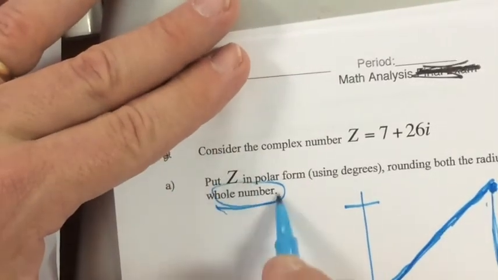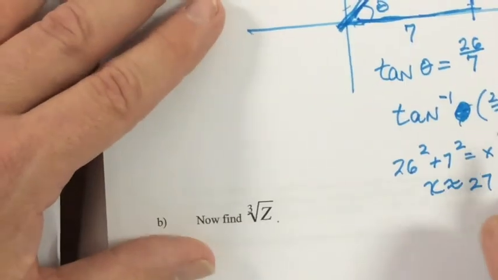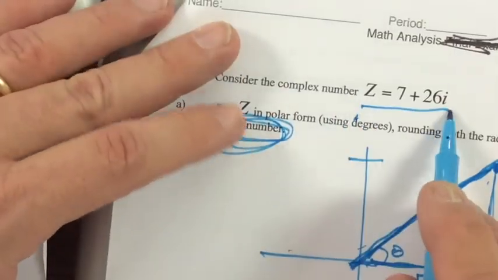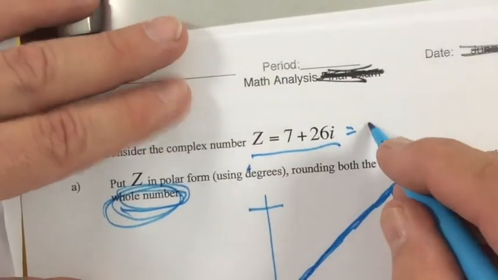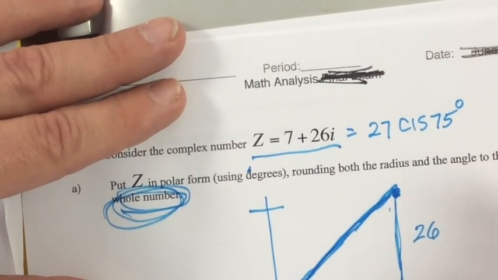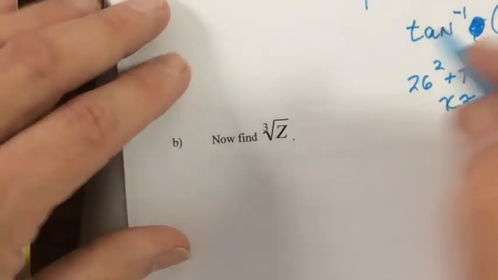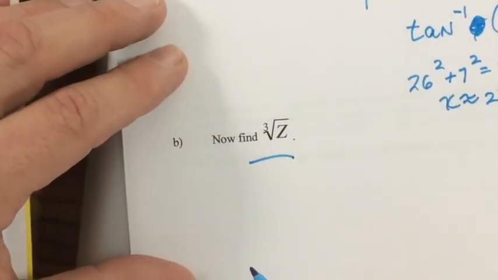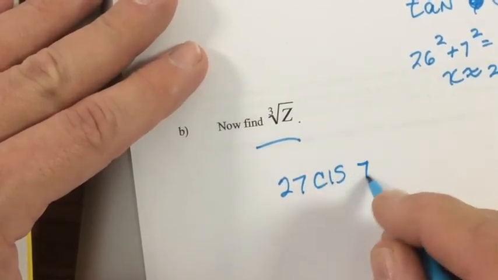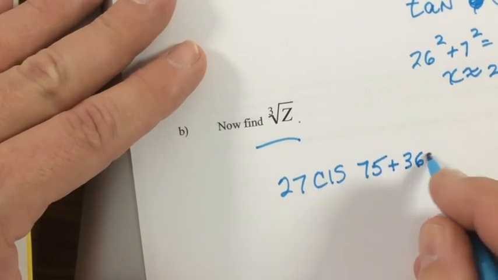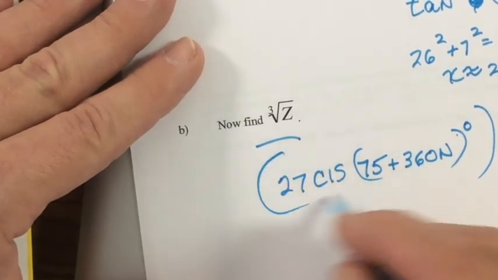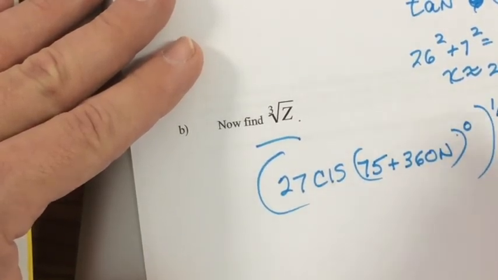Notice that it said here to round it to the nearest whole number. There was a reason for that. Because if you do that, then this number here in polar form is 27 cis 75 degrees, which makes it incredibly easy to get the cube root, because 27 cis 75 plus, of course, 360 n degrees, all raised to the 1/3 power.